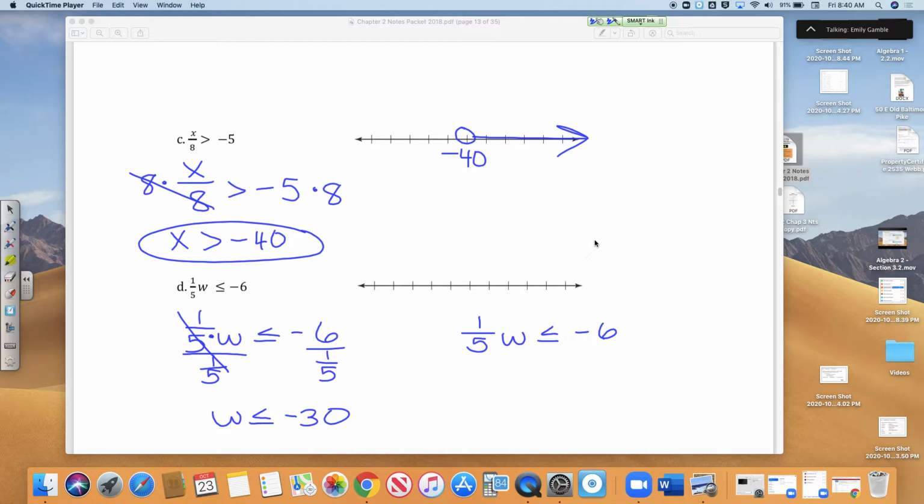Yeah, 5/1, or I think you're just trying to say 5, and that's exactly it. So you can either multiply by 5/1 or just multiply it by 5. 5 times 1/5 cancels this out to just be 1W. Negative 6 times 5 we know is just negative 30.